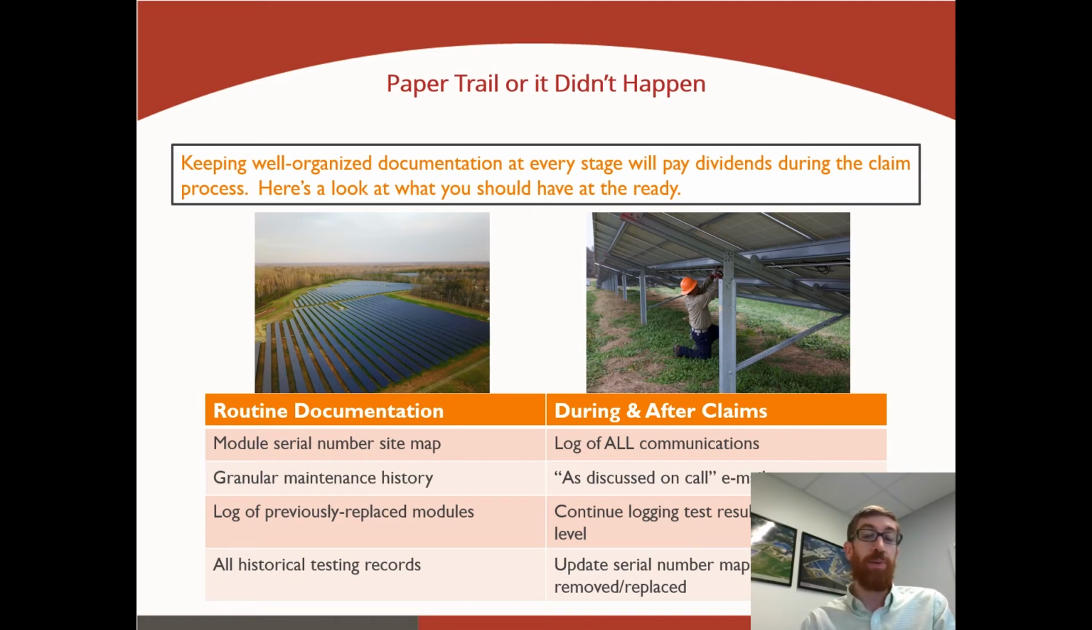And continue logging all of the test results at the module level. And of course, update your serial number map with any results of the warranty claim. All of that is going to help tremendously, and it will help prevent selective memory in the future, or disputes that might arise from different recollections of how the claim proceeded.